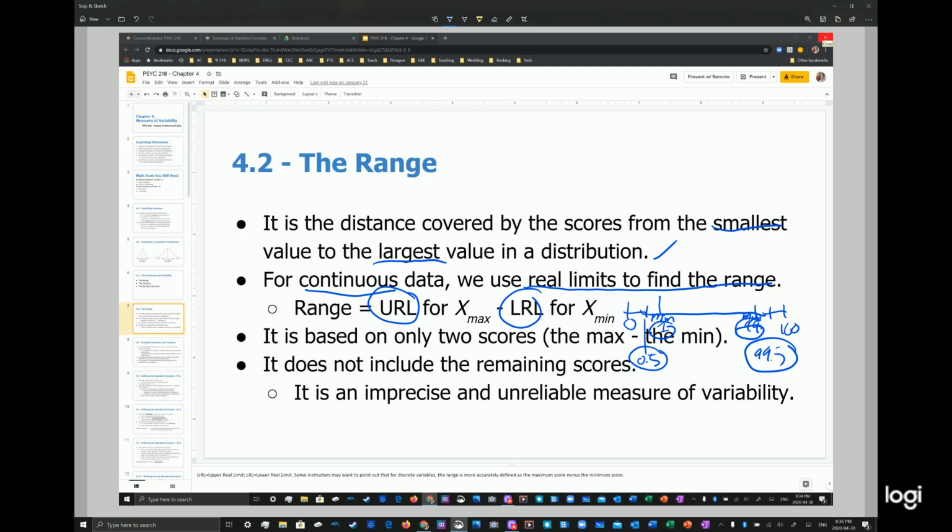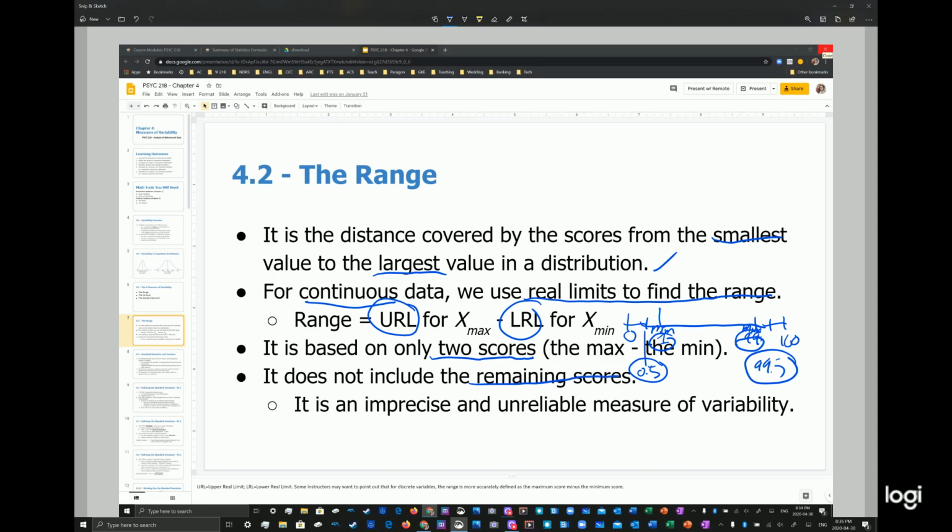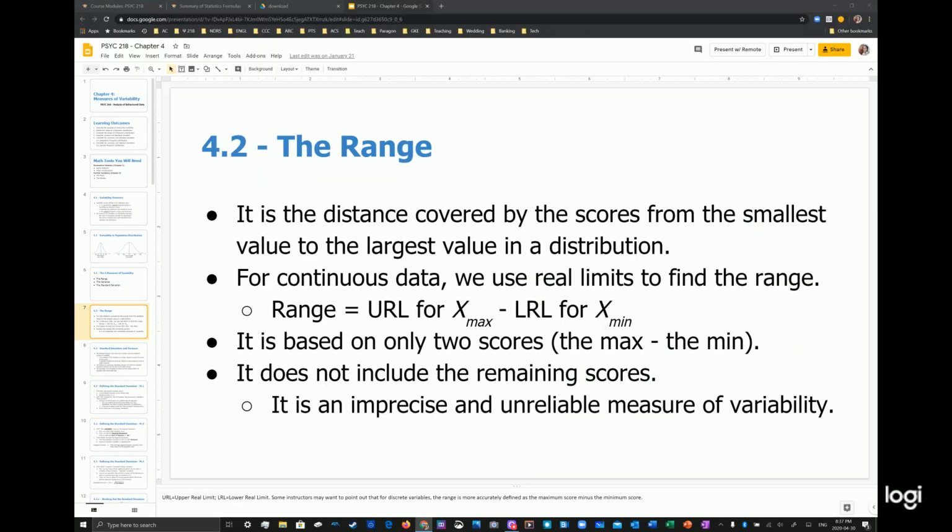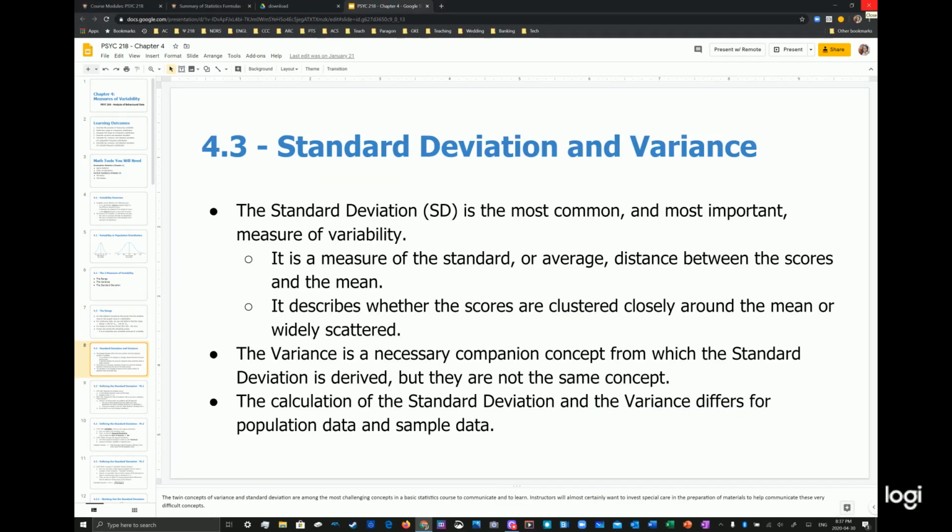Again, disadvantage, it's based on only 2 scores, the maximum and the minimum. It does not include the remaining scores, yet another disadvantage. Therefore, it is an imprecise and unreliable way of measuring variability. So while it is the easiest, it is also probably the least reliable of the 3. So we need something better, which leads to standard deviation and variance.